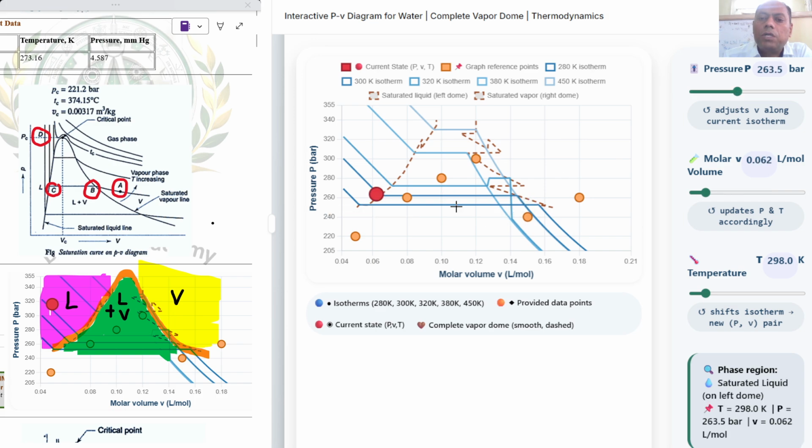So this is what happens when we are moving from B to C. This is our latent heat of condensation. When we move from left to right, from C to B, we have to give the latent heat of vaporization. When we move from B to C, we have to remove the heat, the latent heat of condensation, and then we will move to C.